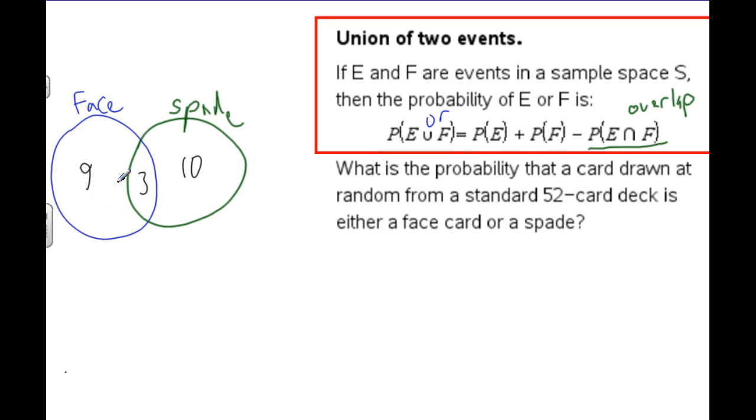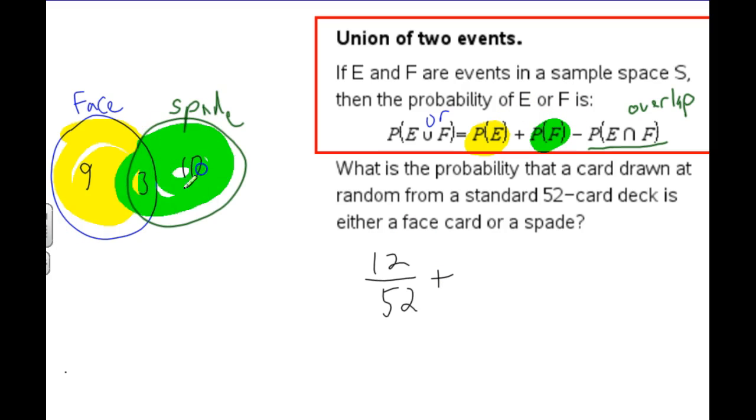So what we're doing with this is we're saying probability of the first event, face cards, plus the probability of the second event, spades, minus the probability of the overlap. So the reason we have to do that overlap is this. When you figure out that first probability, what's the probability of getting face cards? So that would be 12 out of 52. Plus, what's the probability of getting spades? So how many spades do we have? We have 10 and 3 here. So we have 13 out of 52.